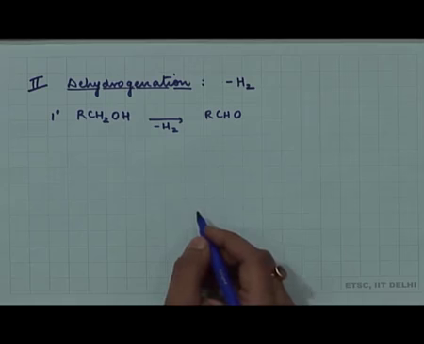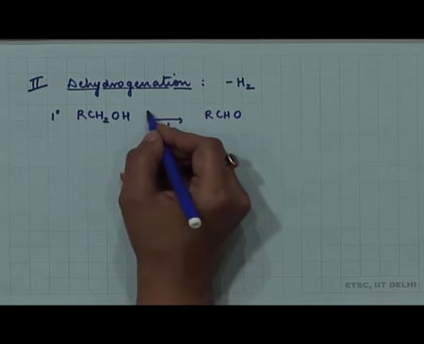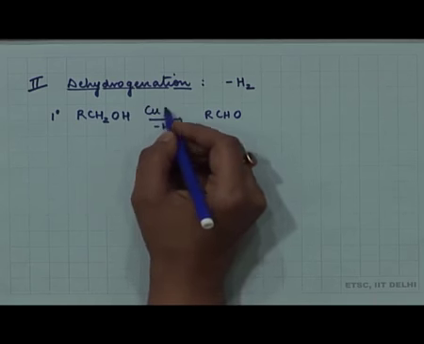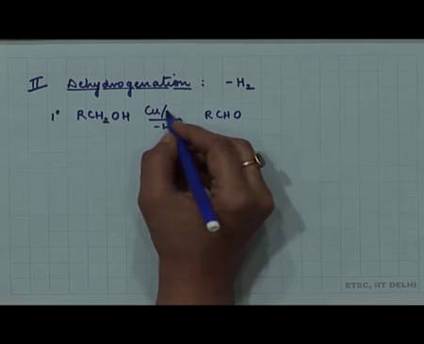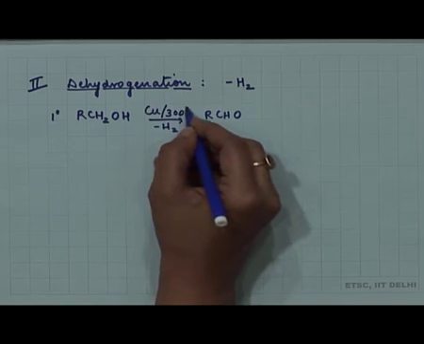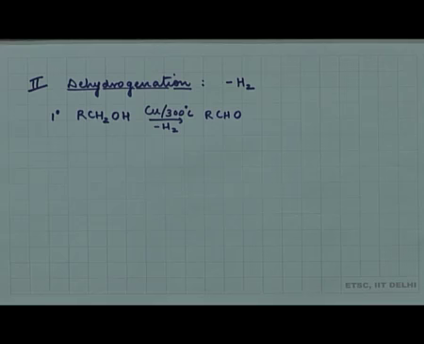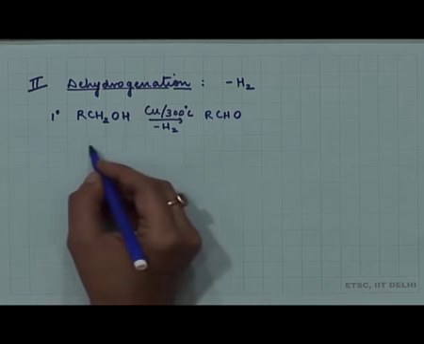And how are we able to do this reaction? So, the conditions are quite harsh. They take place in the presence of copper metal at a very high temperature, 300 degrees centigrade, and this is what leads to dehydrogenation.